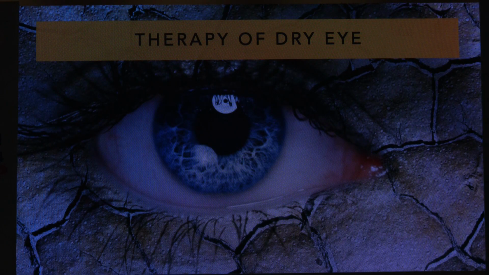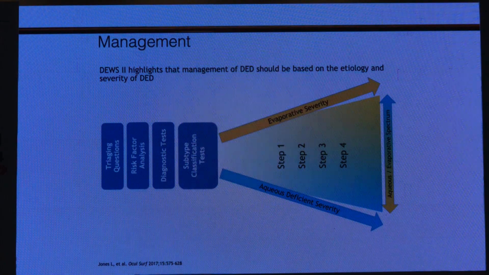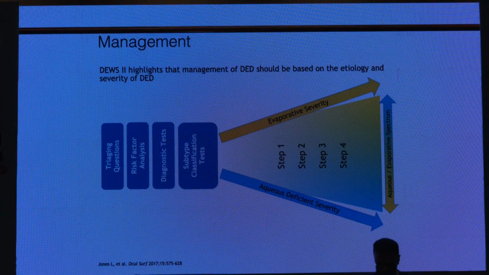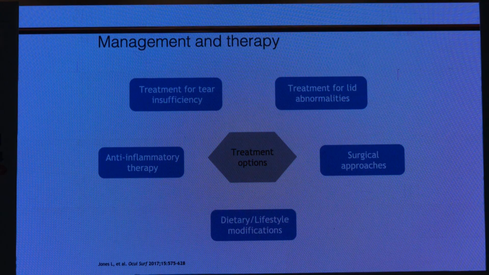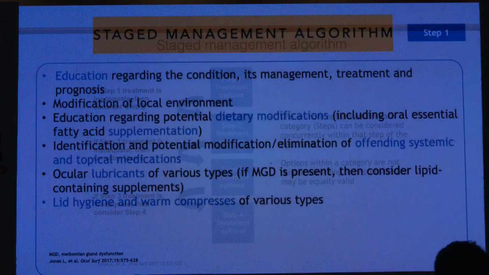So that's about diagnostics. Therapy, I'll just tell you about the management strategies. So you want to either supplement tears, retain tears, stimulate tears using secretagogues, substitute tears, anti-inflammatory therapy, and environmental strategy. So the DEWS 2 has told us a stepwise approach for management, and you go one after the other, and essentially these are the various modalities that are being used. So if step 1 doesn't work, you go to step 2 and then 3 and 4.